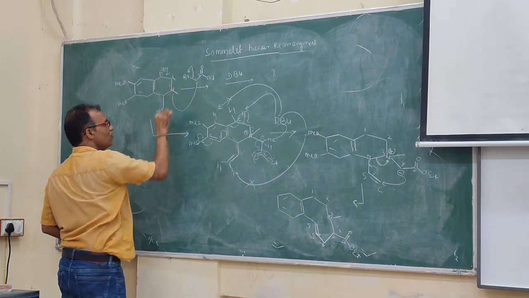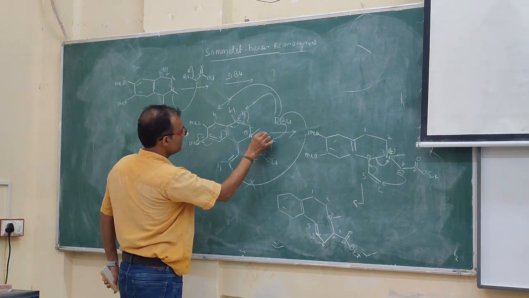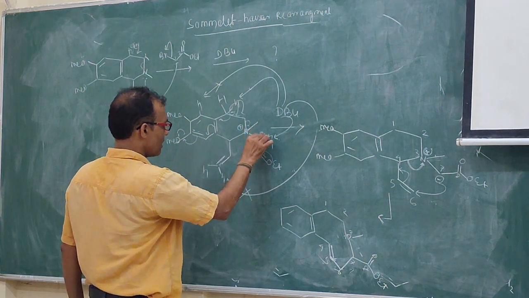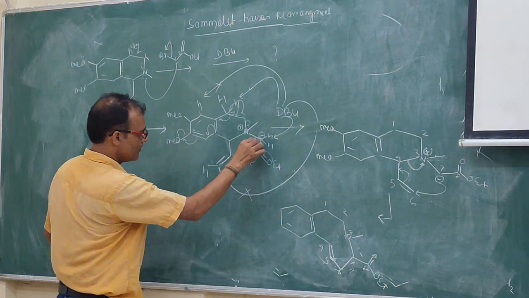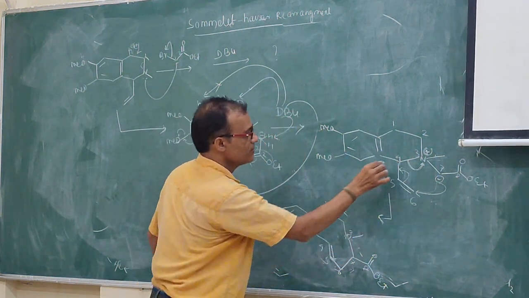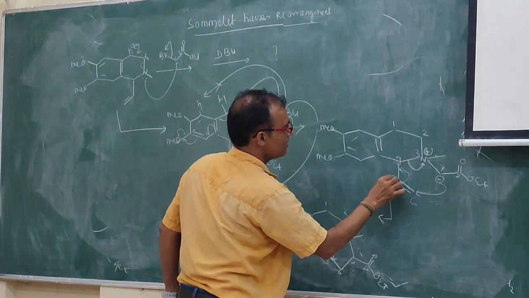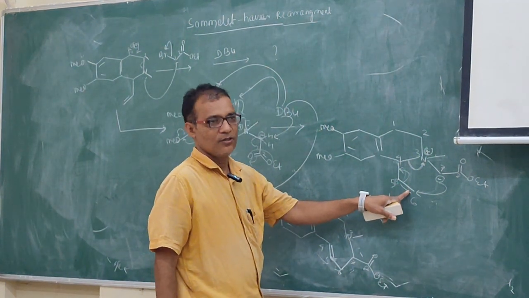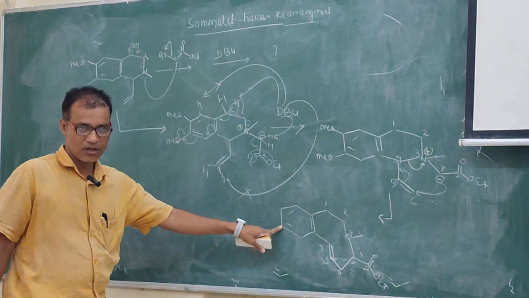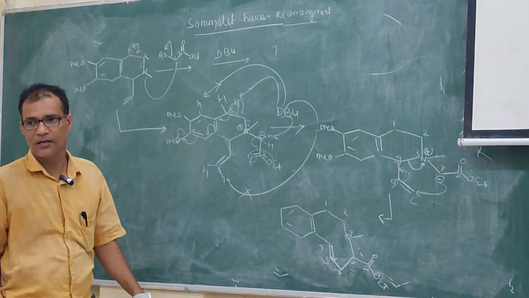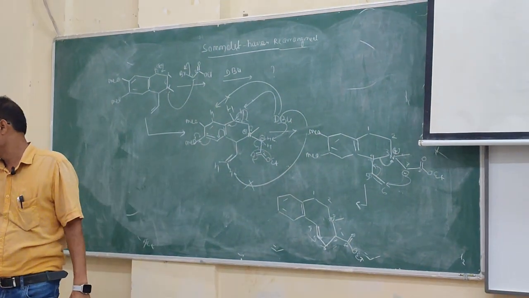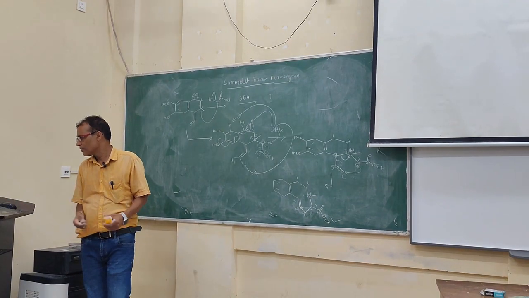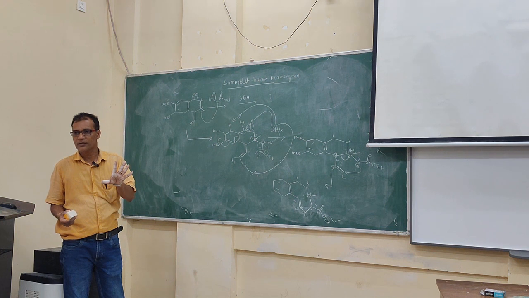Or here also the same thing. This comes at the alpha position, but here if this attacks, this goes to the upper. That means this is also alpha, and this is the beta position. At the beta position you cannot reach the proton. Only this way it is possible. So this is the product formed due to this. Okay, is it clear? One more reaction from GATE.